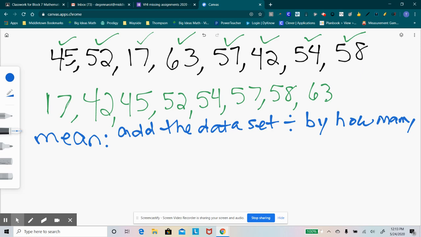So we're going to add up our data set, and when you add it up, you actually get 388. And then we have 8 in our data set, so we're going to divide by 8. So when you do 388 divided by 8, you get 48 and a half.